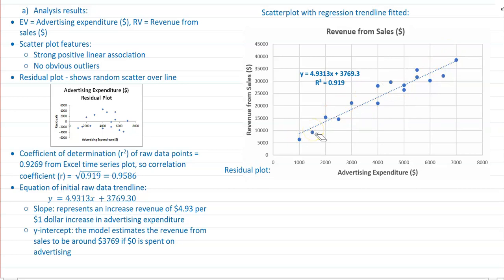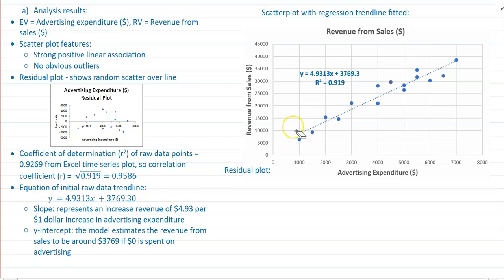that I've popped in there. When I did a little residual plot, again using Excel, you can see that the residuals are like a random scatter over the center line there. So that verifies the linear association. If there was a pattern within there, it would be non-linear.